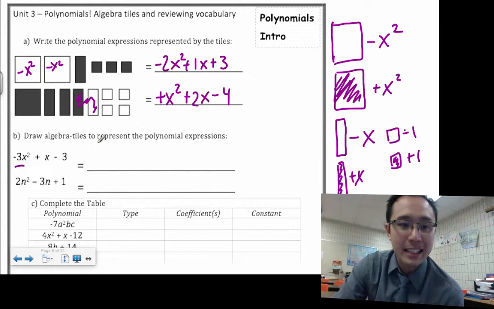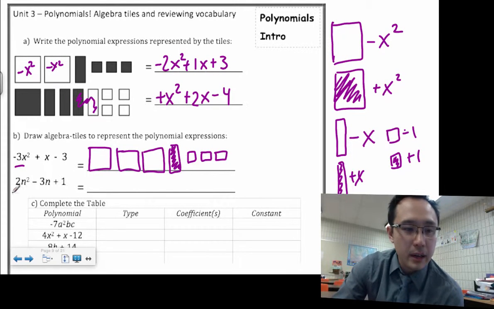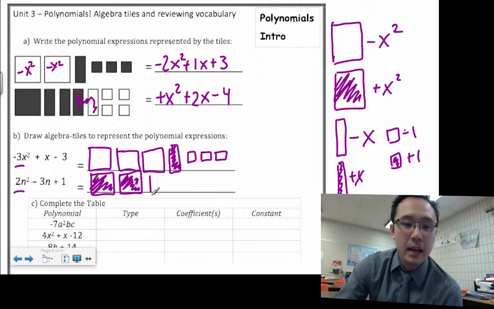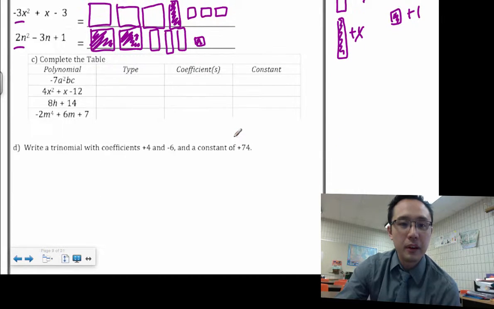Since I have negative 3x squared, I'm going to have 3 large squares that are not colored in, absence of color. And then the next one is my colored in x, and I have negative 3, so it's 3 small squares. And then this one, 2n squared, that's going to be my 2 big squares. Even though they're not x's, they're still squares. So I use the big squares. Negative 3n, I use 3 not shaded in rectangles, and plus 1, which is a small square. There you go.